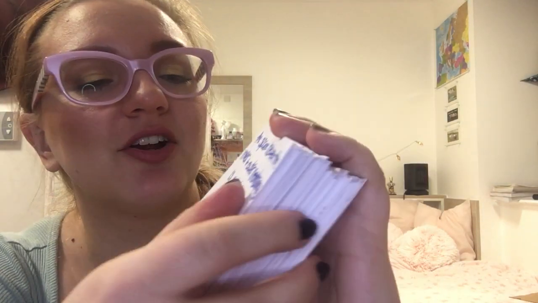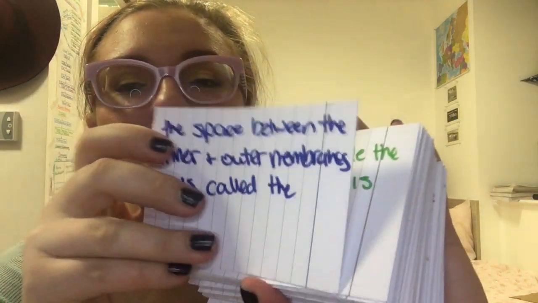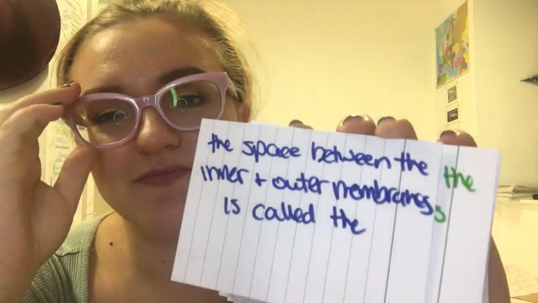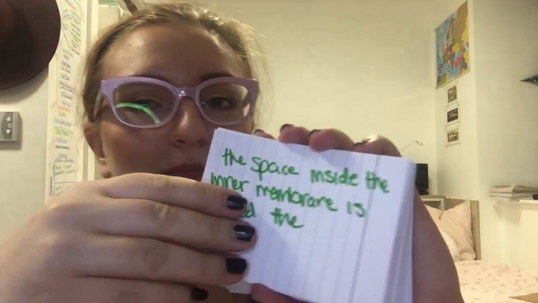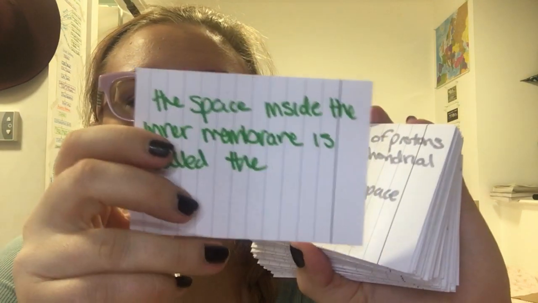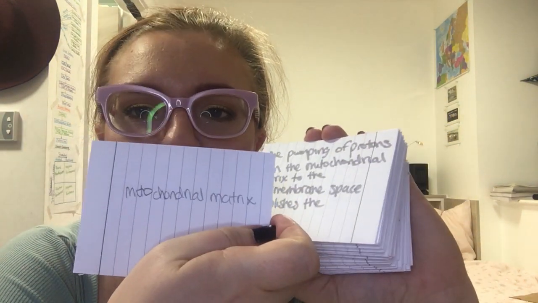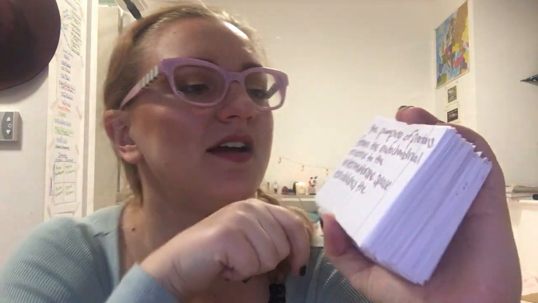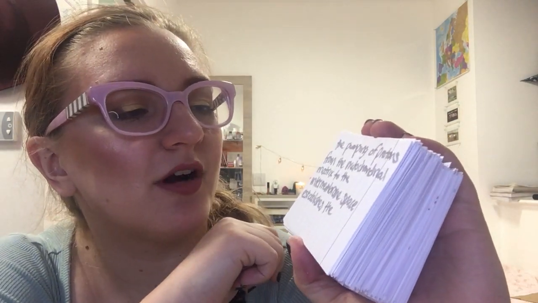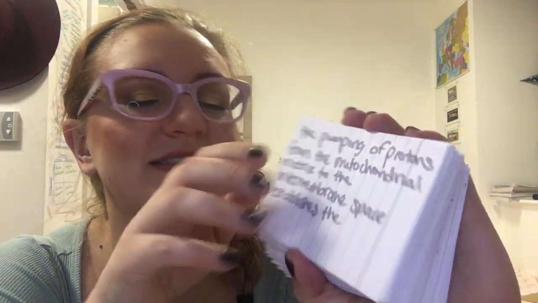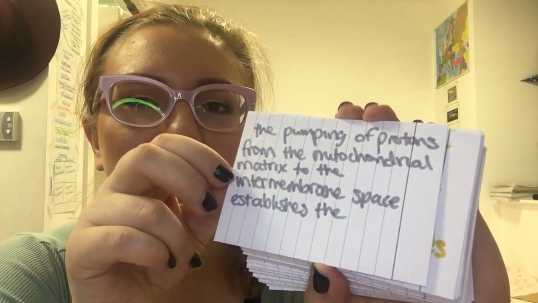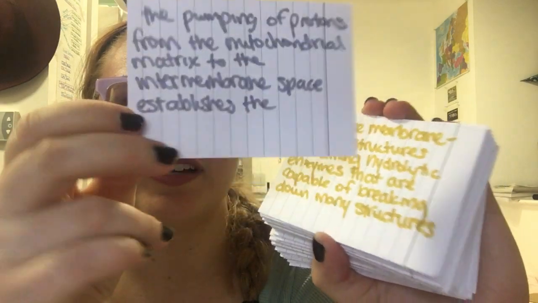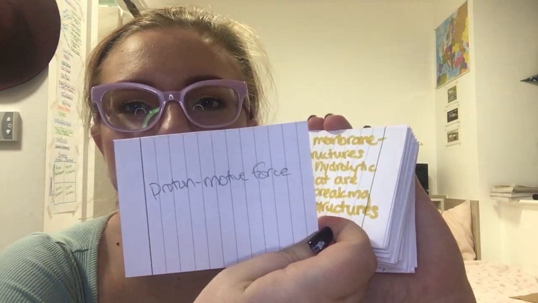The space between the inner and outer membrane is called the, once again, very kind of self-explanatory name, that is the inner membrane space. The space inside the inner membrane is called the, that's where we find the mitochondrial matrix. The pumping of protons from the mitochondrial matrix to the inner membrane space establishes the, it's another thing that'll kind of come back to haunt you in biochemistry, so it's good to understand. That's the proton motive force right there.